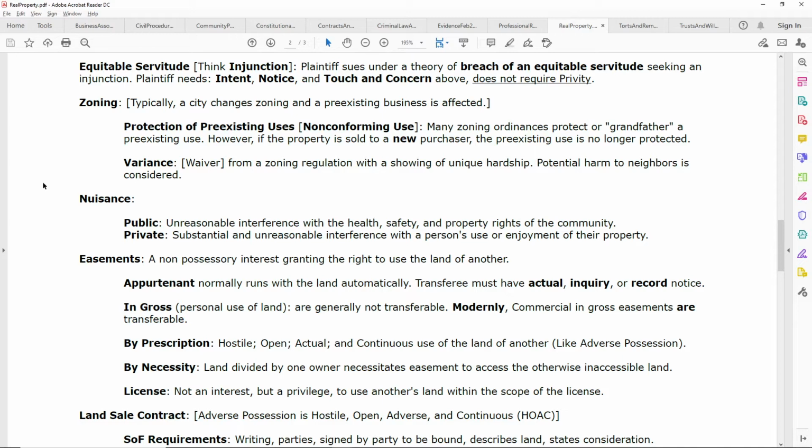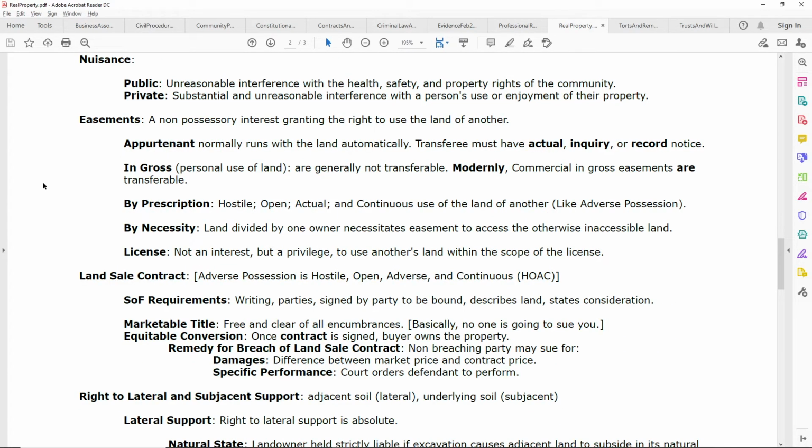Waiver from a zoning regulation with a showing of unique hardship; potential harm to neighbors is considered. Nuisance. Public: unreasonable interference with the health, safety, and property rights of the community. Private: substantial and unreasonable interference with a person's use or enjoyment of their property. Easement: a non-possessory interest granting the right to use the land of another.